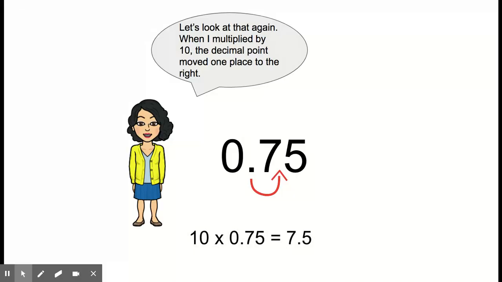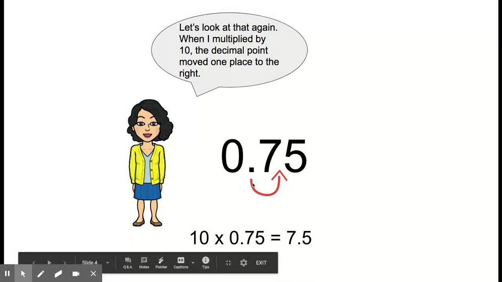10 times 75 hundredths is 7.5, or 7 5/10. The decimal point moved one place to the right. So if it started here, it moved one place to the right. So now it is 7.5.